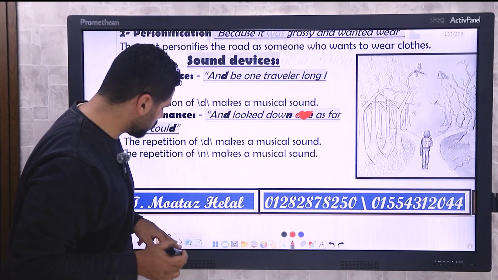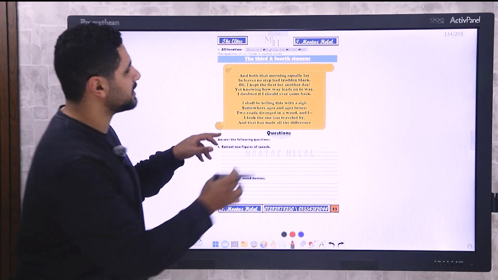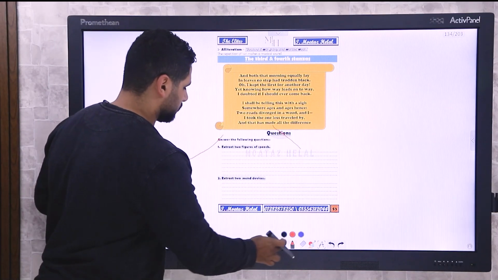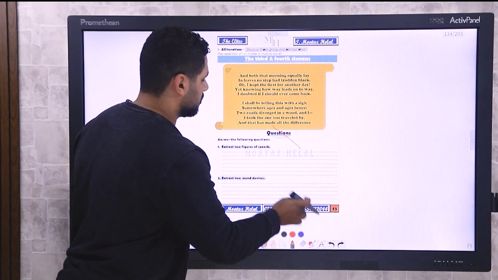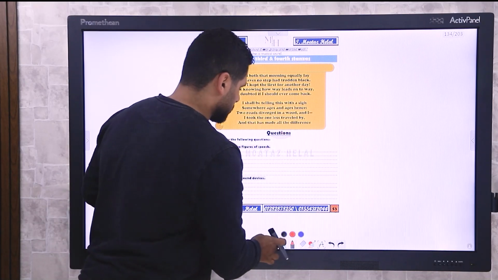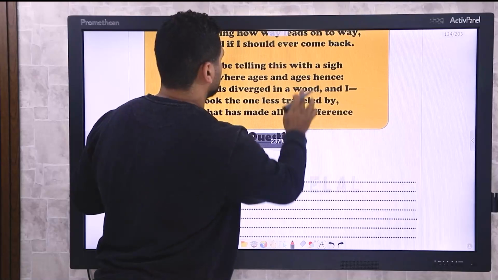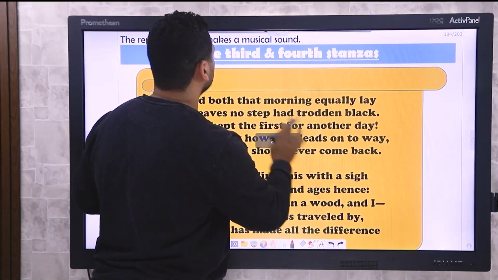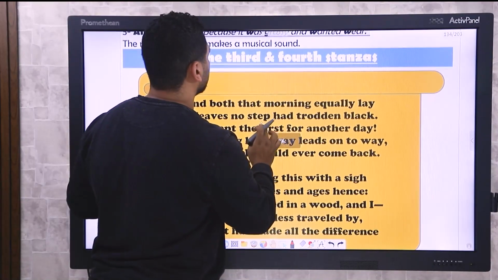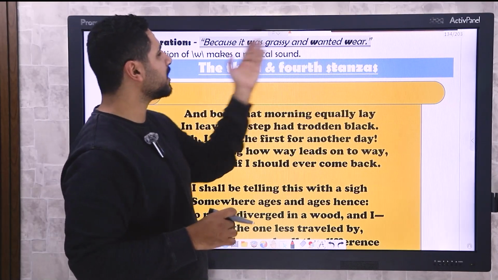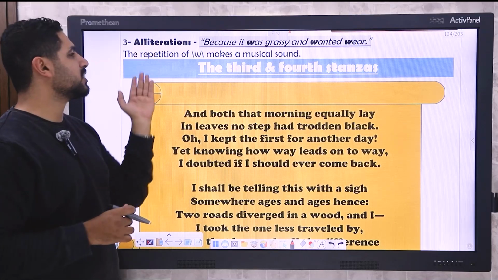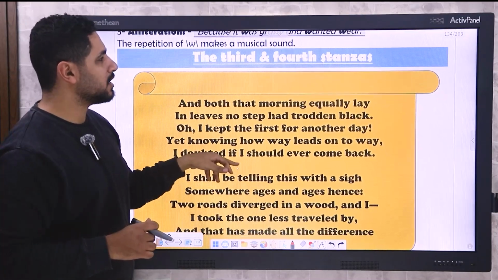And now let's move to the third stanza. Uh-oh, I made a mistake. And here we have an alliteration in was, wanted, where, the wa sound. This is alliteration. The repetition of wa makes a musical sound.